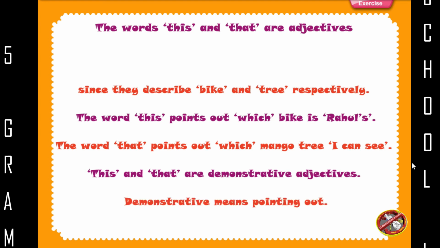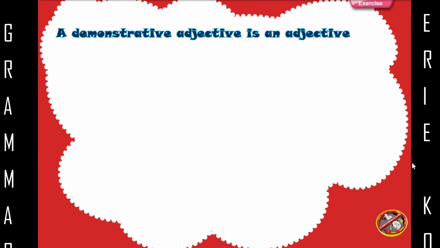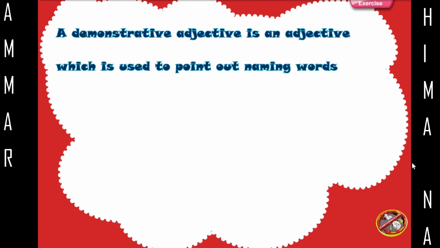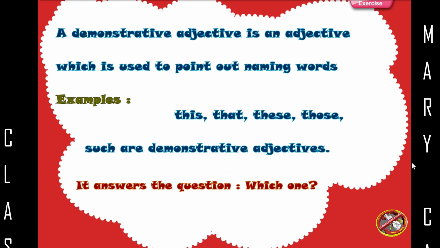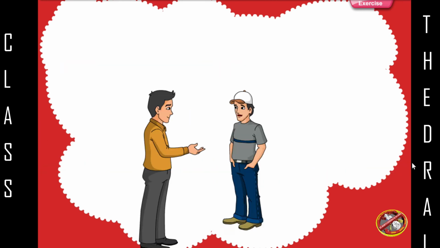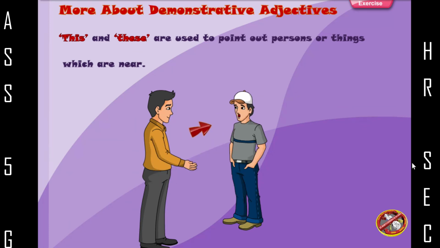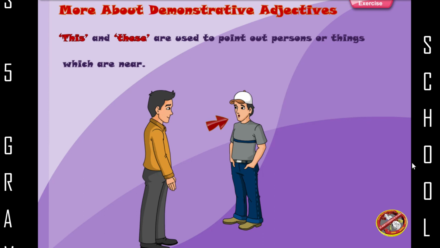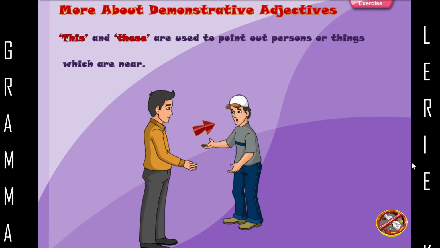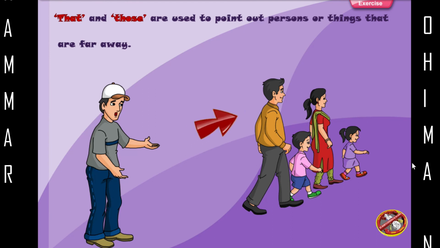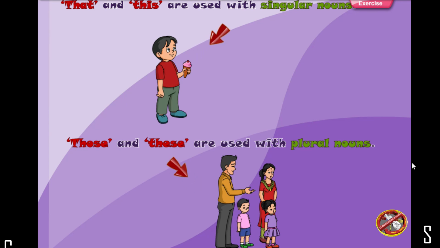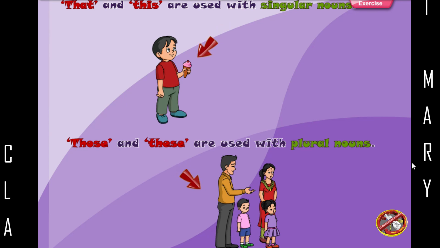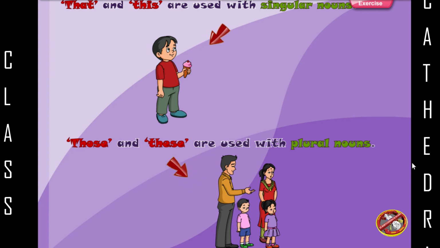Demonstrative means pointing out. A demonstrative adjective is an adjective which is used to point out naming words. Examples: this, that, these, those. It answers the question, which one? More about demonstrative adjectives. This and these are used to point out persons or things which are near. That and those are used to point out persons or things that are far away. This and that are used with singular nouns. Those and these are used with plural nouns.